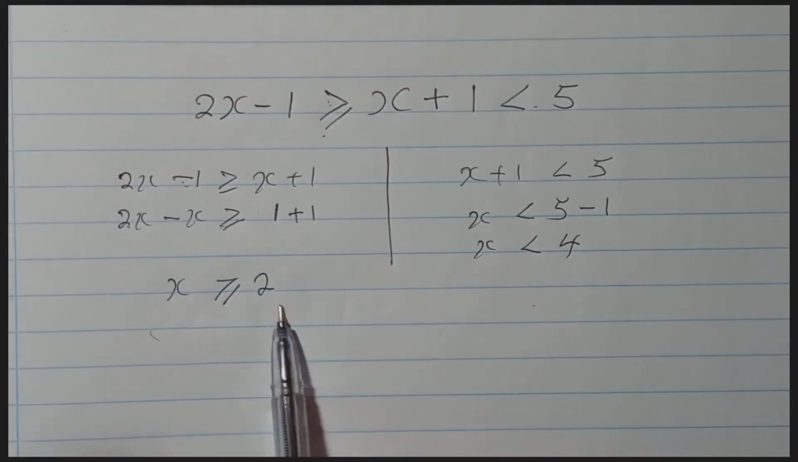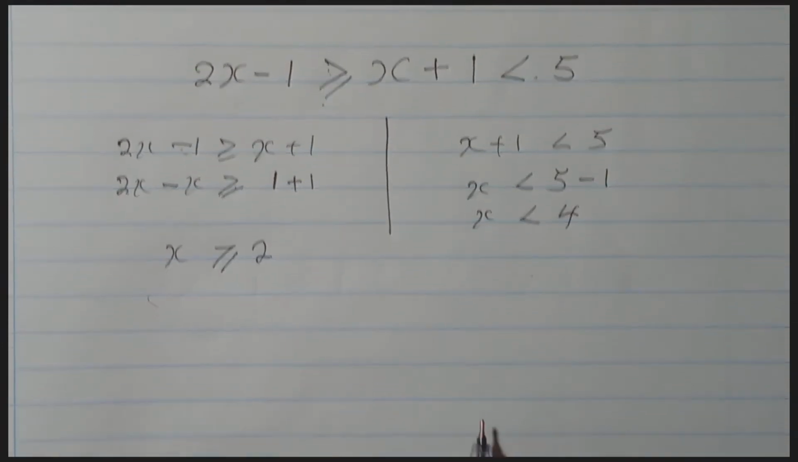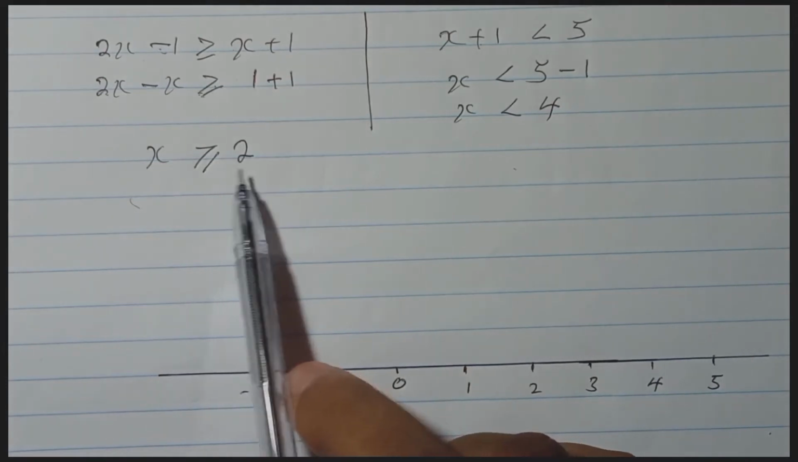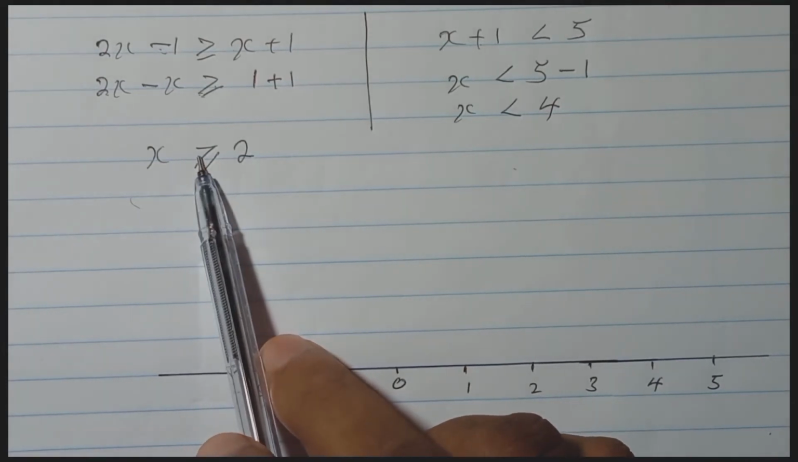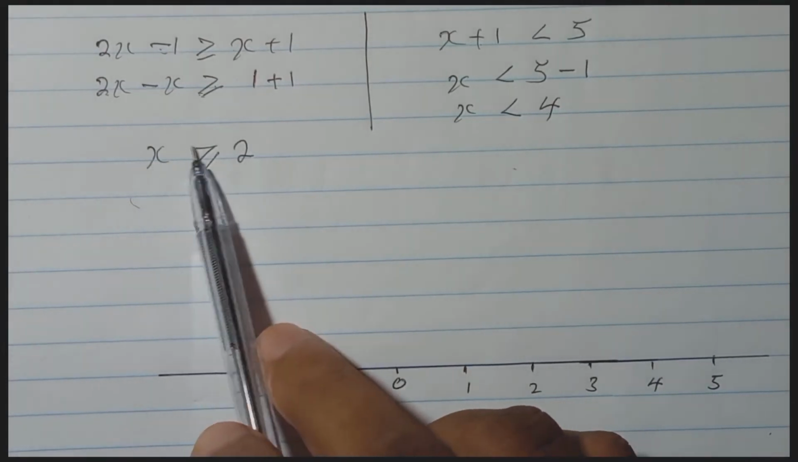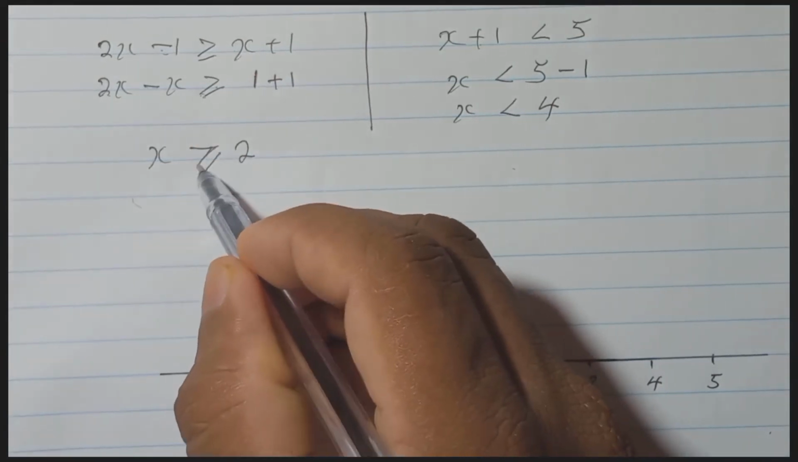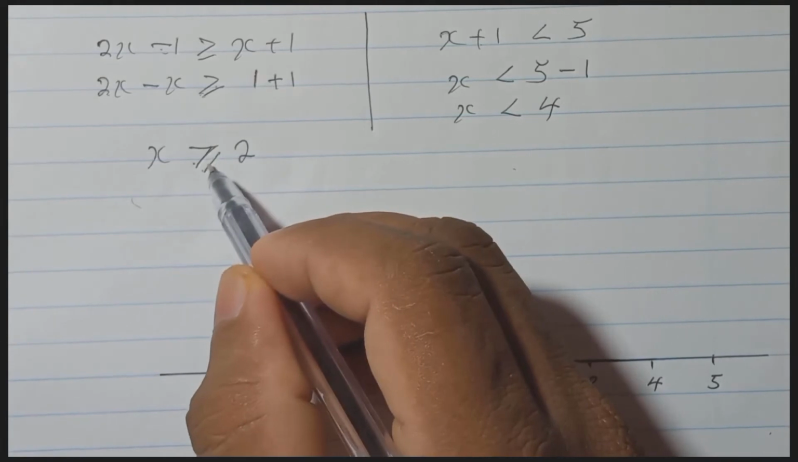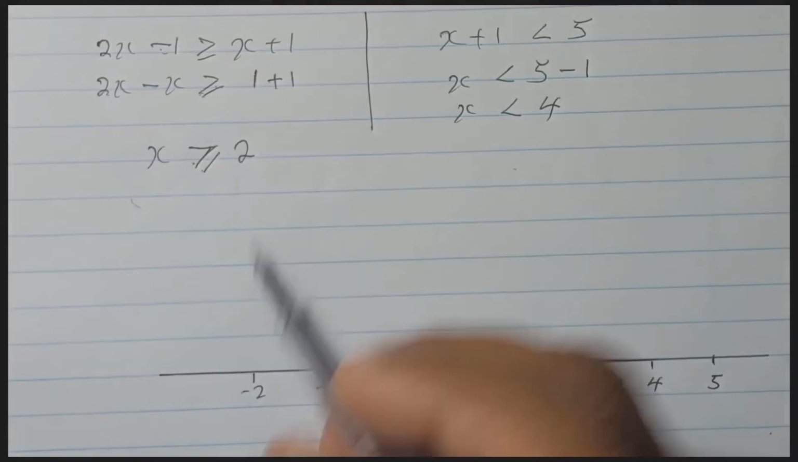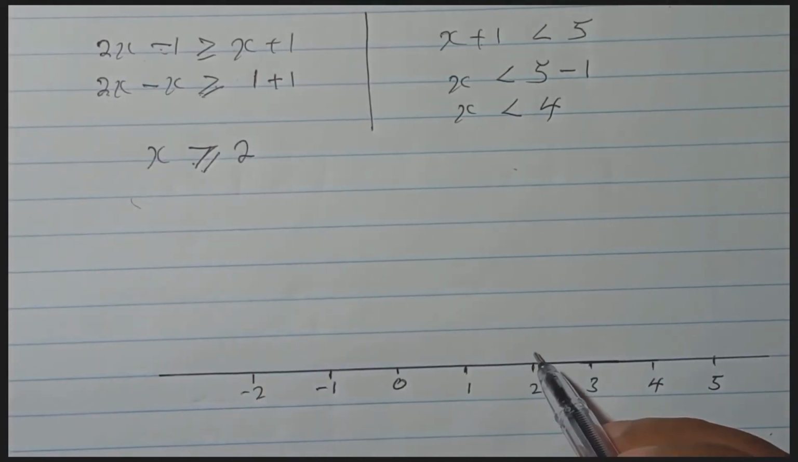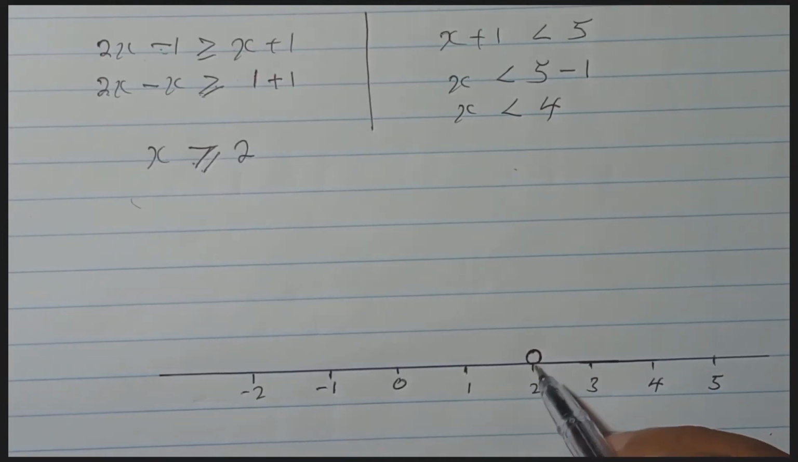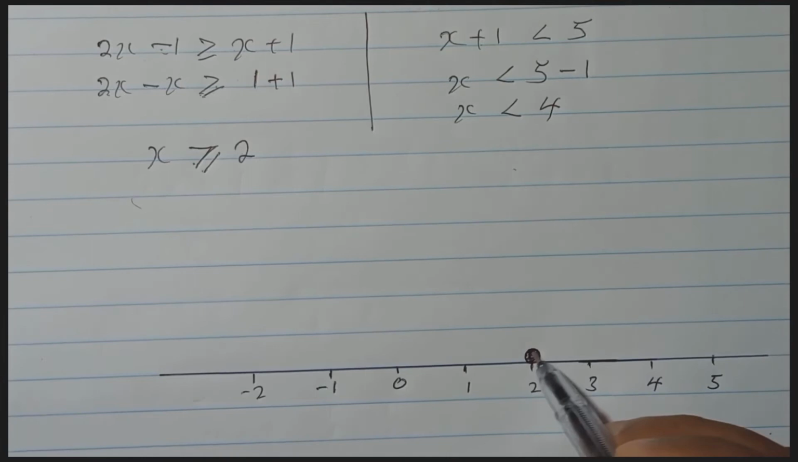Now we need to mark these two separately, right? Okay, I will do that. Now here I draw the number line. Now this is one solution. X should be greater than or equal to 2. Here we have a dash, very simple, so I will mark 2 here, and I need to color it also because there's a dash like this.